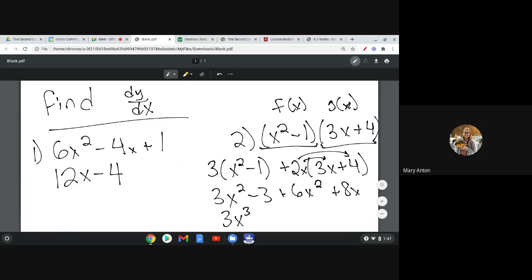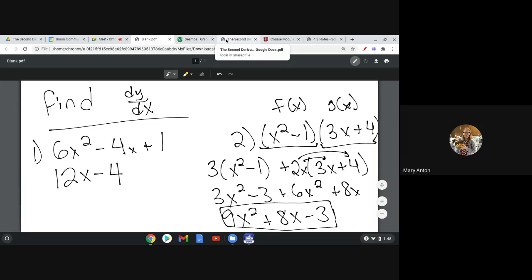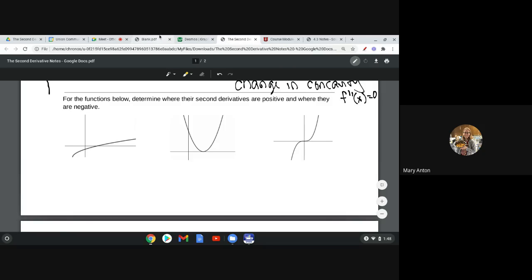So this is 3x squared... no, it's not. That's a 9x squared, plus 8x minus 3. Do you think distributing first was easier? Maybe. I only wrote 2 lines. I just forgot how to multiply. Sometimes it made me worry that I did this all wrong. All right, we're okay.